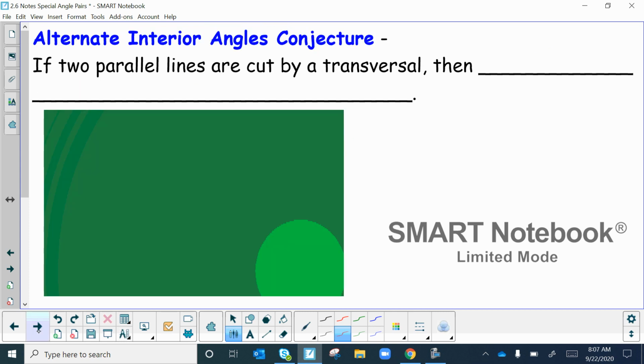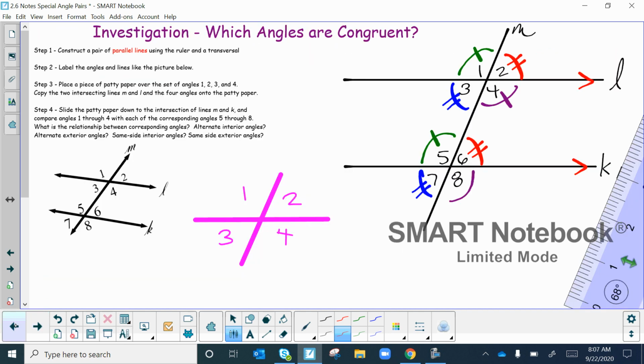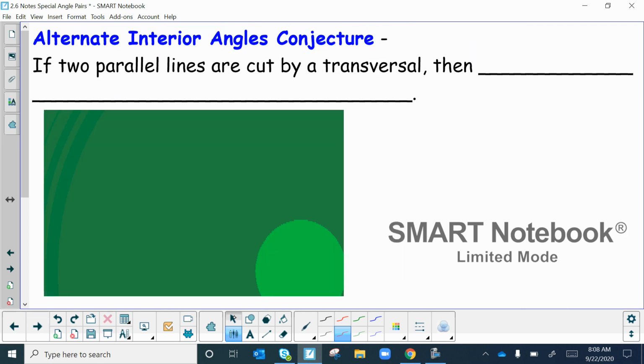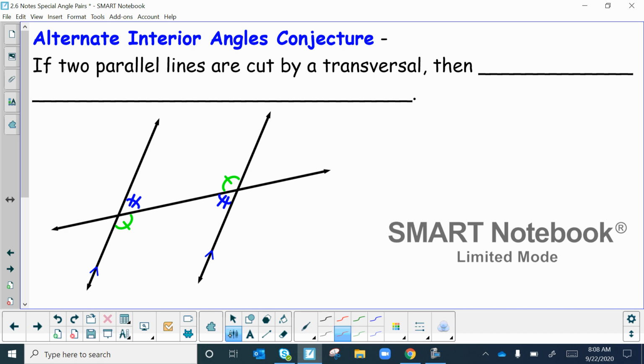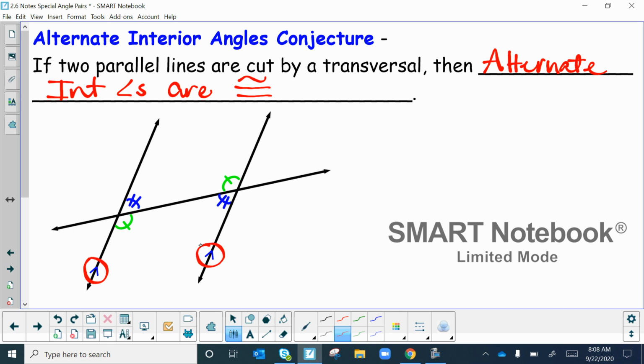What about the alternate interior angles? Were the alternate interior angles congruent? Let me flip back real quick. Remember, alternate interior was 4 and 5. Those are alternate interior, and I have the same tick marks. And then 3 and 6. So those were also congruent. Here's another picture of what that looks like. So we're going to write the conjecture: if two parallel lines are cut by a transversal, then alternate interior angles are congruent. Just like shown in the picture. And again, you have to have parallel lines.